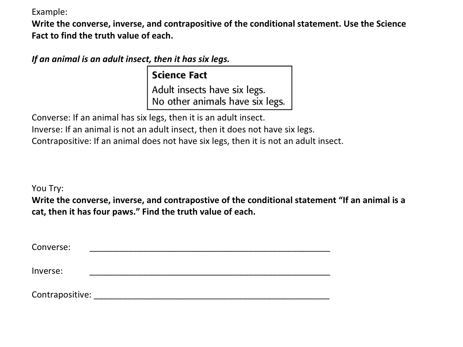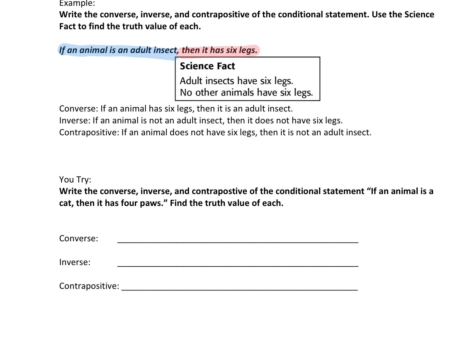So we have one example basically fully worked out, and we have this science fact that it's based on. Adult insects have 6 legs. No other animals have 6 legs. Our conditional statement is if an animal is an adult insect, then it has 6 legs. So here you can see we're going to mess around with this statement and move things a few different ways. What we're going to do along the way is determine the truth value of each of these statements.